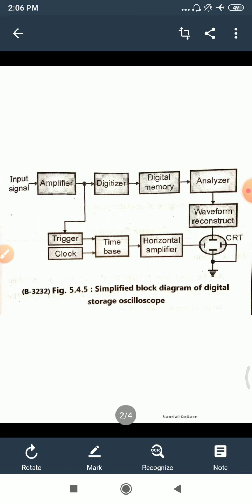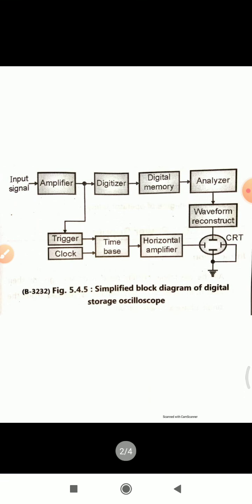Here you can observe the blocks. First one is the amplifier, then digitizer, digital memory, analyzer, waveform reconstructor. On the lower side you have the time base generator, which is connected to the trigger and clock circuit. The output of the time base generator is given to the horizontal amplifier, and the output from the horizontal amplifier and waveform reconstructor are given to the horizontal and vertical plates of the CRT. Okay, so we'll go one by one.